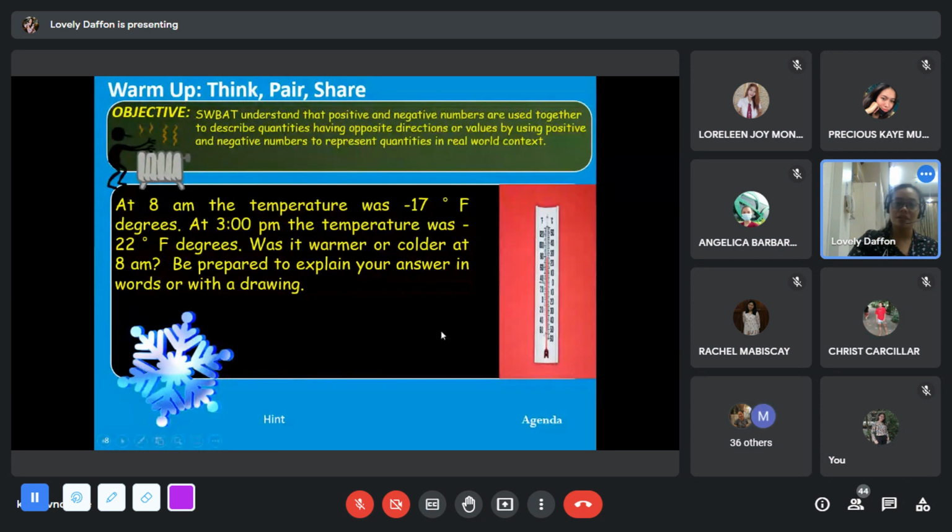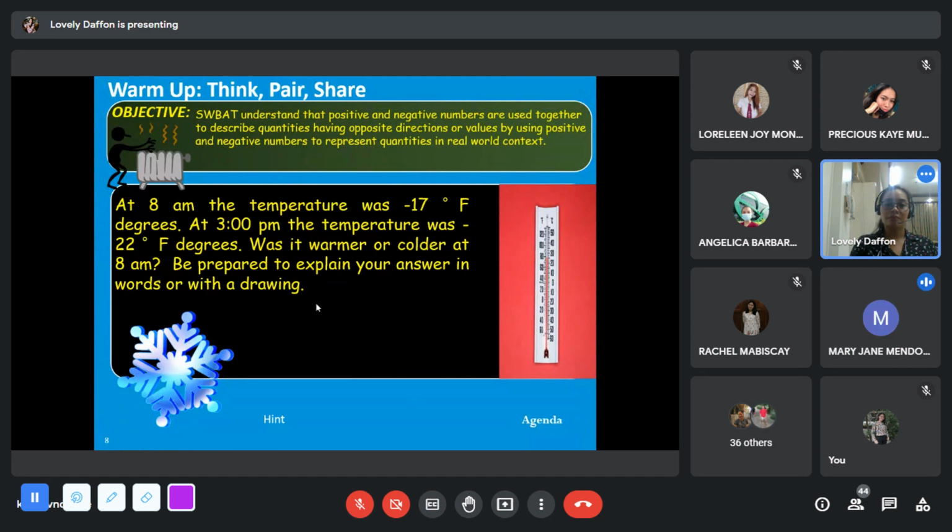Okay, going back. At 3 p.m., the temperature was 22 degree Fahrenheit. Was it warmer or colder at 8 a.m.? Be prepared to explain your answer in words or with the drawing. Question is, we have here 8 a.m. During 8 a.m., we have our temperature at negative 17. What does this mean? Is this warmer or colder? Is it warm or cold compared to 22?